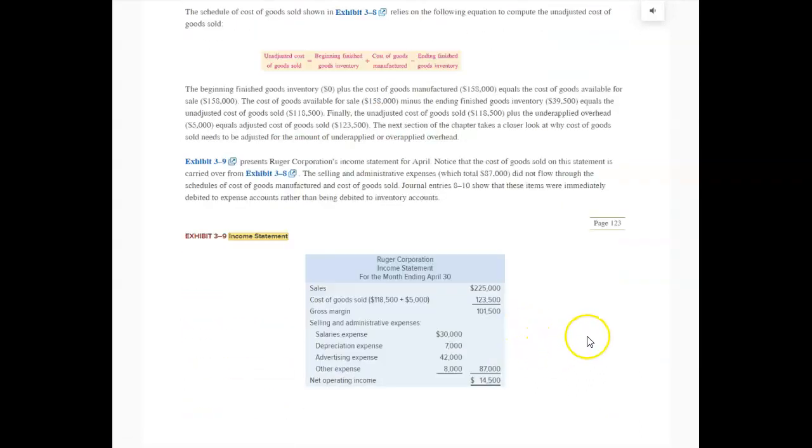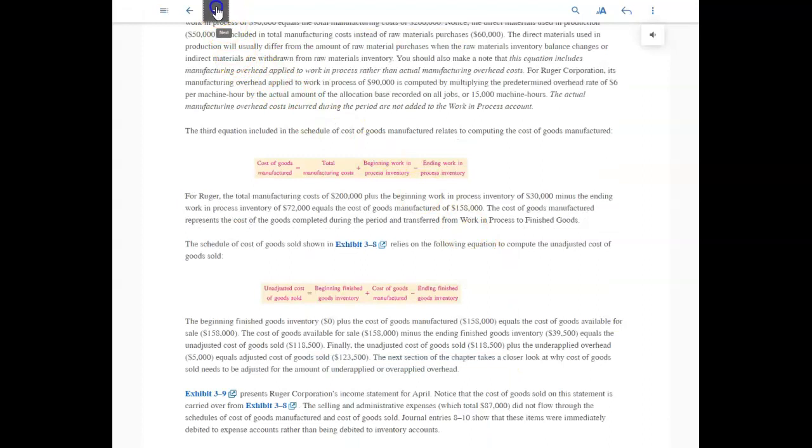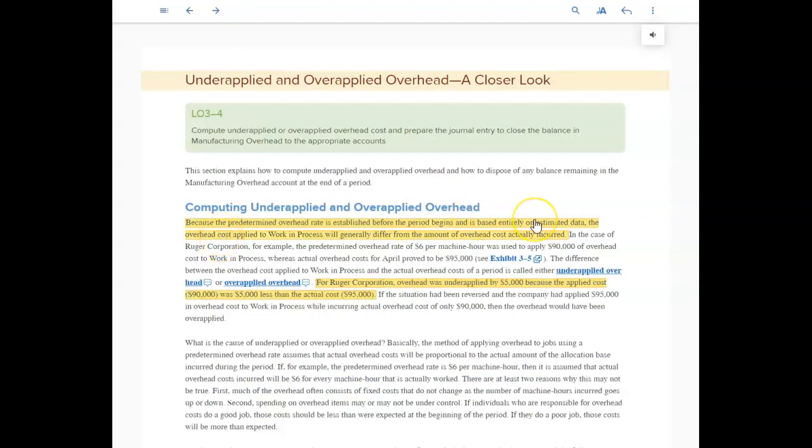This is what I was explaining. Come down to the income statement, the sales, take away cost of goods sold, gross margin. Here are the selling administrative expenses we looked at earlier, get the total. And so our net operating income is $14,500.